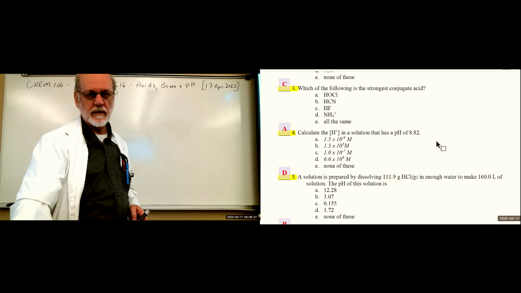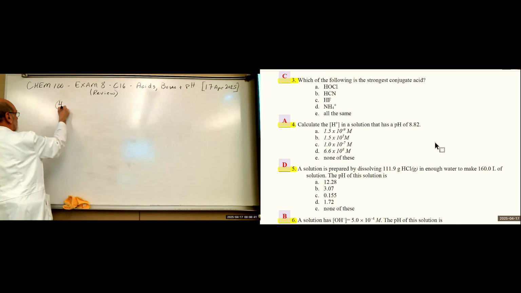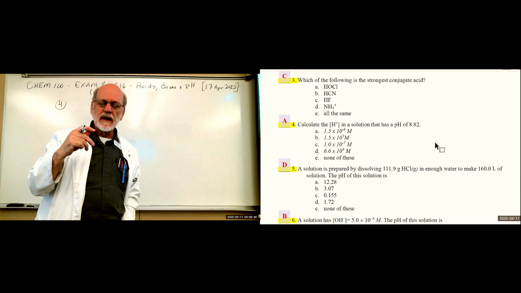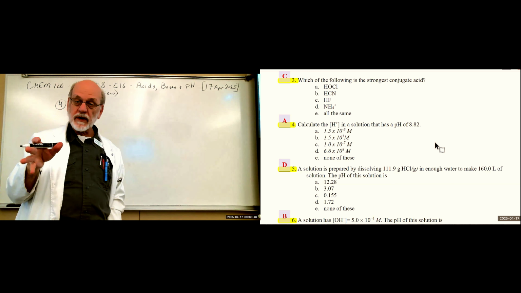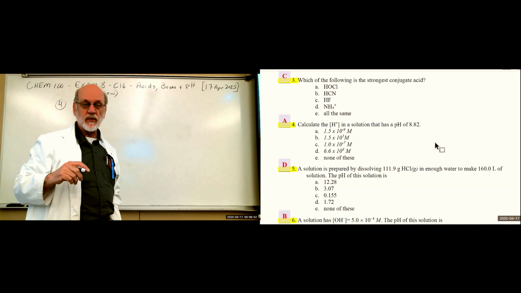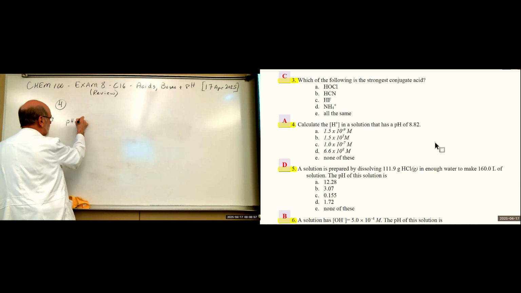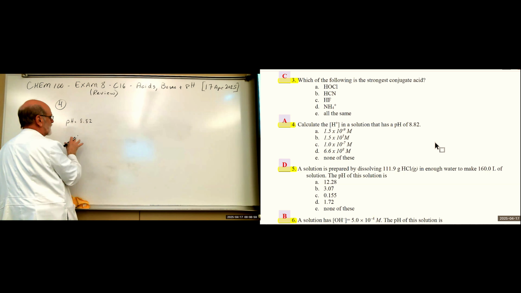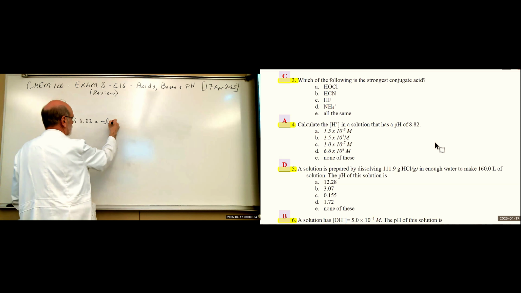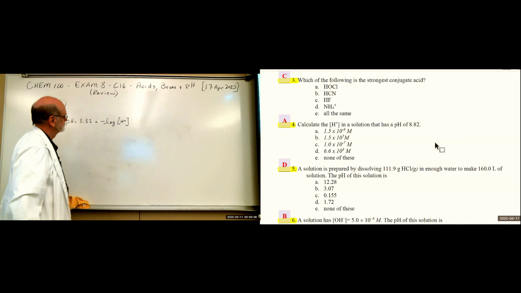All right, number 4. Calculate the hydrogen ion concentration, the equilibrium concentration of hydrogen ions in a solution that has a pH of 8.82. So if the pH equals 8.82, that has to be derived from the negative log of the hydrogen ion concentration.